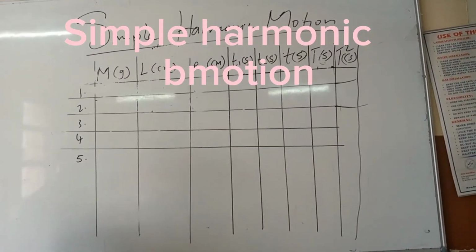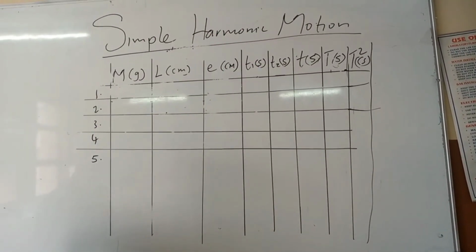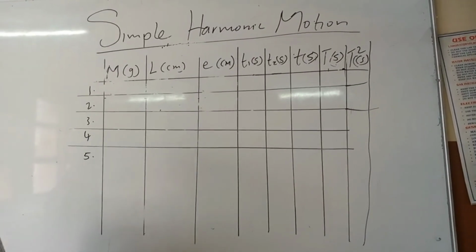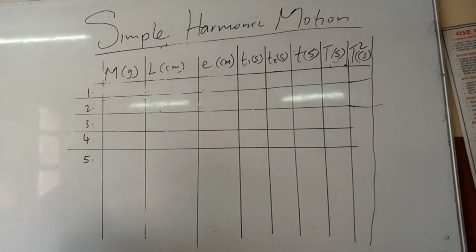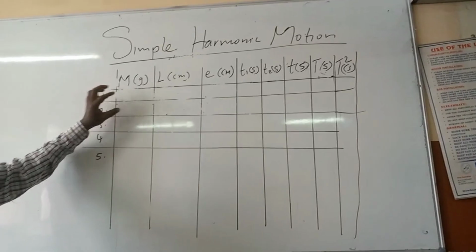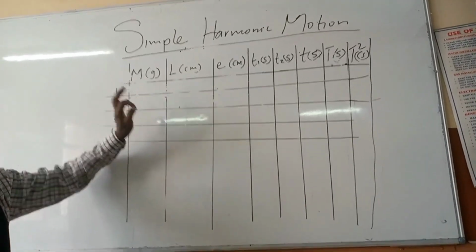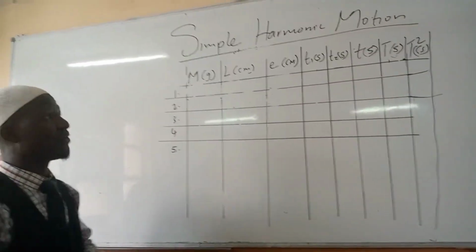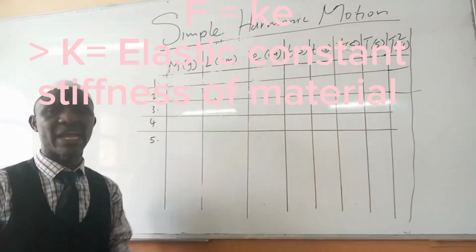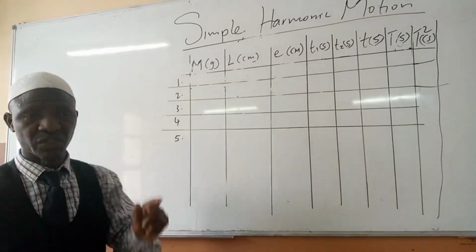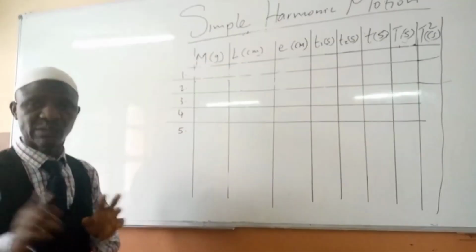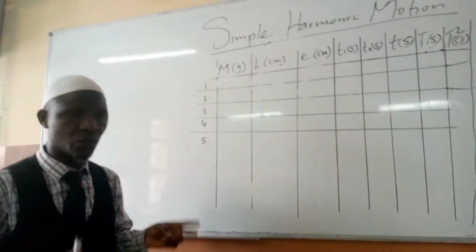Today's topic is simple harmonic motion, that is, the experiment on the use of a spiral spring. Under it, the method of calculation is what I will first of all explain. After you have plotted your graph, they may ask you to find the elastic constant, because the experiment itself comprises two different topics.